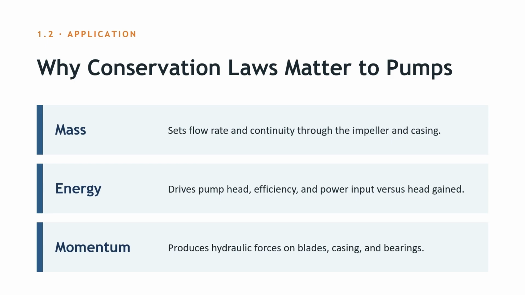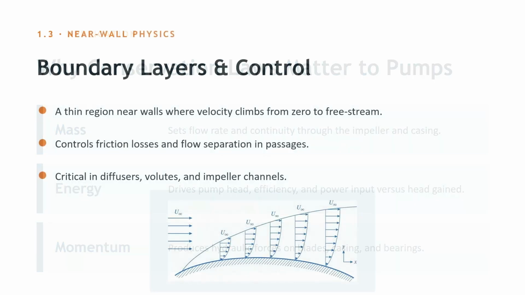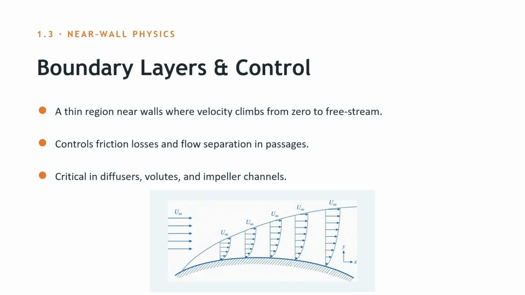Boundary layers. Real fluids stick to walls. That's the no-slip condition. Because of this, a thin region forms near every solid surface where velocity goes from zero at the wall to the free stream value. This is the boundary layer. Boundary layers generate friction losses along walls. They decide whether flow stays attached or separates in diffusers and volutes. When boundary layers behave well, diffusers and volutes recover pressure efficiently. When they separate, we get losses, noise, sometimes instabilities. So boundary layer behavior is directly linked to pump efficiency and part load performance.